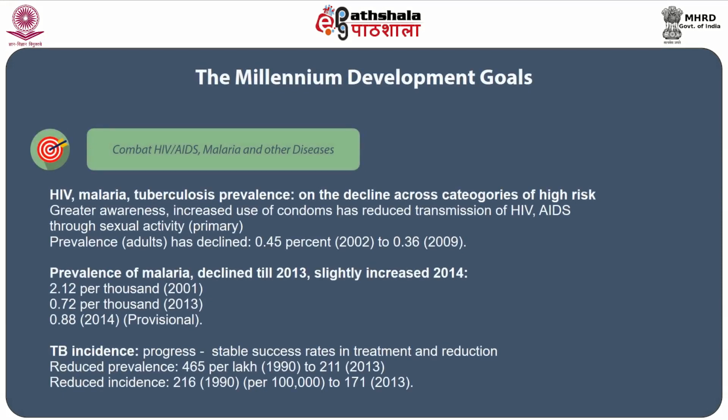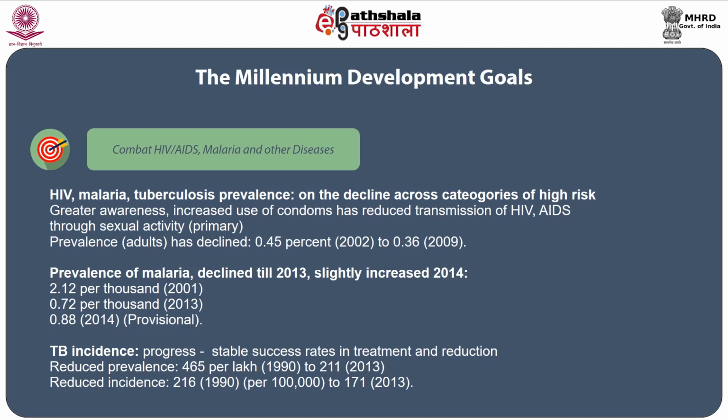Goal 6 emphasizes HIV, malaria and tuberculosis, with prevalence on the decline across categories of high risk. Greater awareness and increased use of condoms also reduce transmission of HIV and AIDS through sexual activity, which is the primary focus. The prevalence among adults has declined from 4.45% in 2002 to 0.36% in 2009. The prevalence of malaria declined till 2013 and slightly increased in 2014: in 2001 it was 2.12 per thousand, in 2013 0.72 per thousand, and in 2014 a slight increase to 0.88.